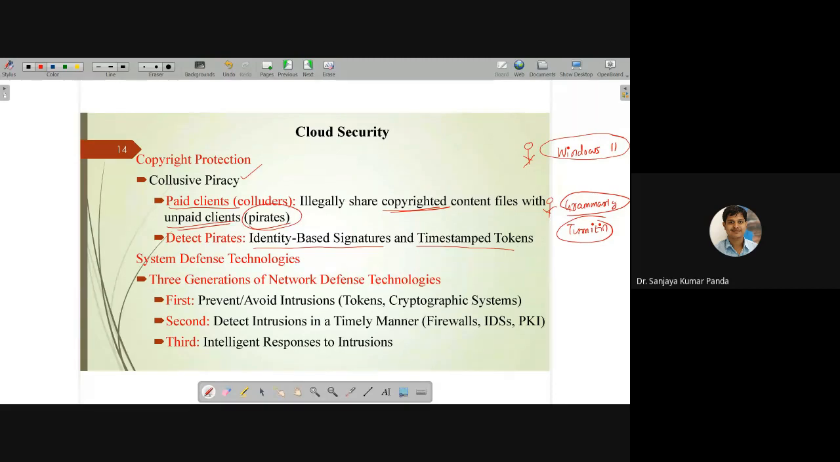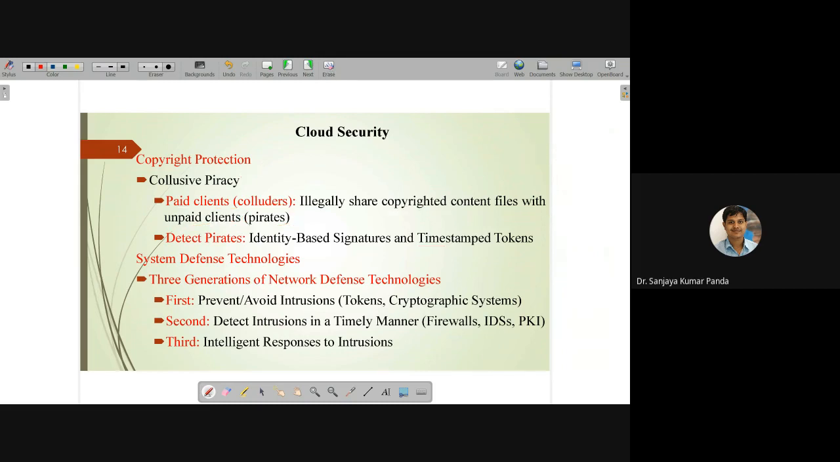Like all of us are using Netflix accounts, right? A Netflix account also has a limited number of logins, right? You can use it on your smart TV, you can watch from your smartphone, right? But if you share the Netflix username and password with another person, they are able to identify how many users are actually using the account. That is by the help of identity-based signature or timestamp tokens.